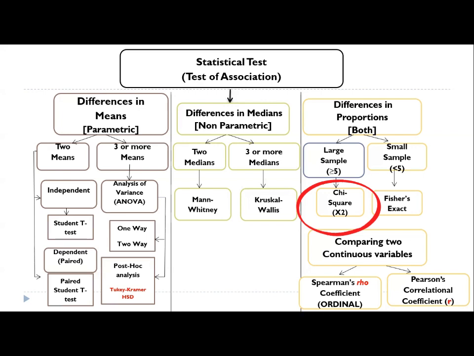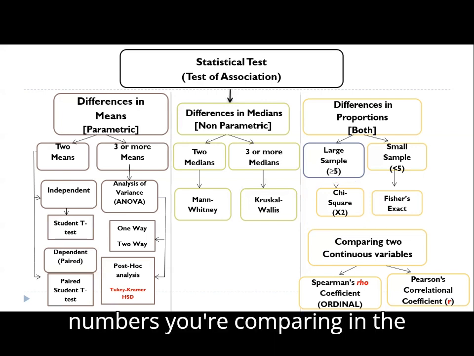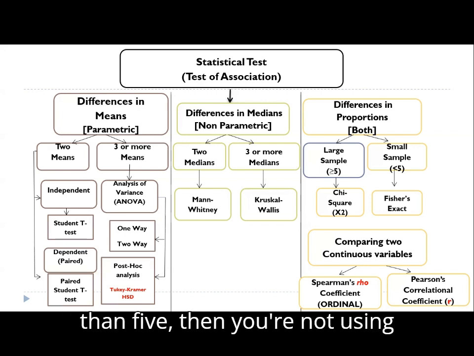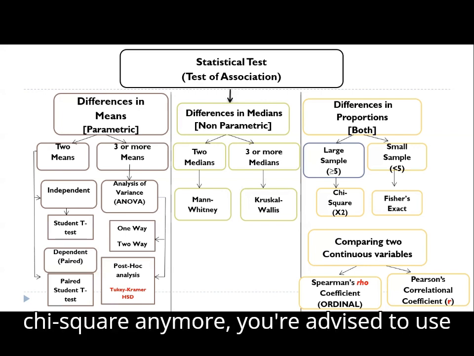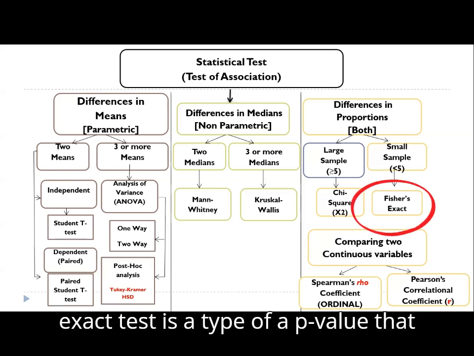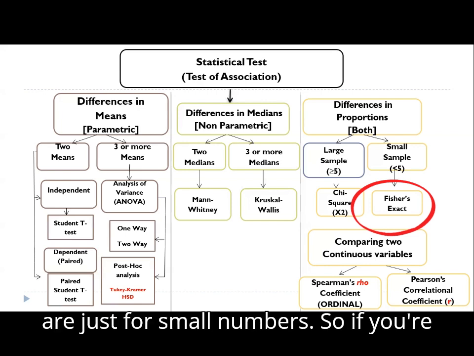But if the numbers you're comparing in the chi-square, 1 or 2 of them is less than 5, then you're not using chi-square anymore. You're advised to use the Fisher's exact test. So the Fisher's exact test is a type of p-value that adjusts for small numbers.